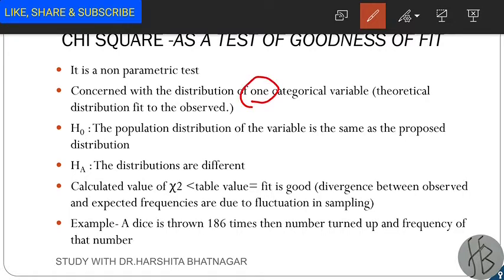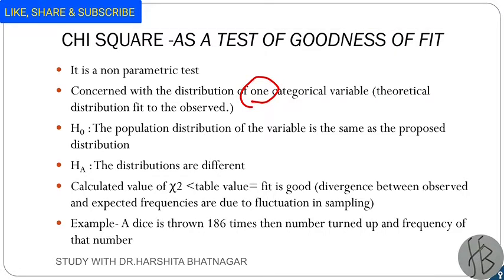So here the word "one" is very important. The null hypothesis will be that the population distribution of the variable is the same as the proposed distribution, whereas the alternate hypothesis will be that the distributions are different. Here also, when the calculated value of the chi-square is less than the table value, then we will say that the fit is good, meaning the divergence between the observed and the expected frequencies is due to fluctuation in the sampling.